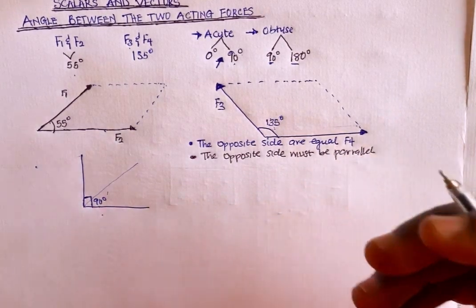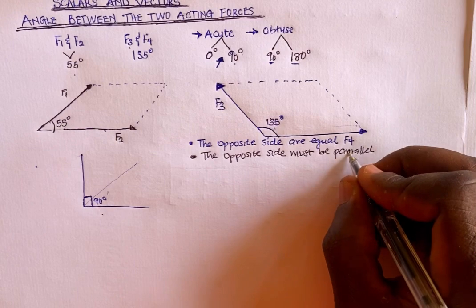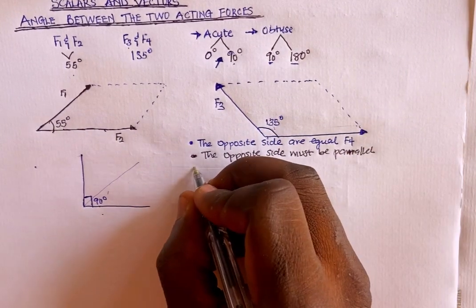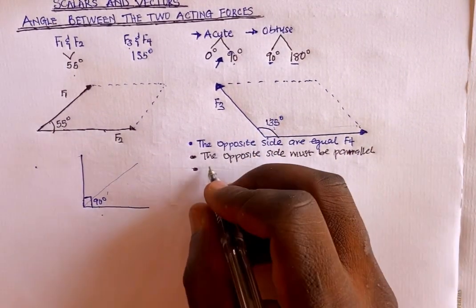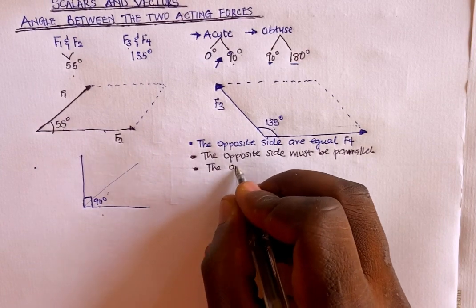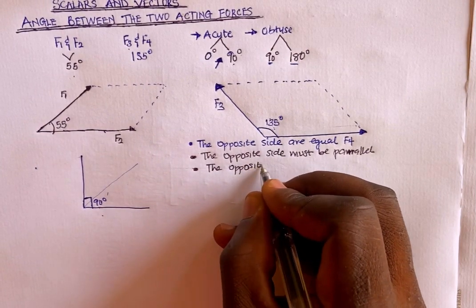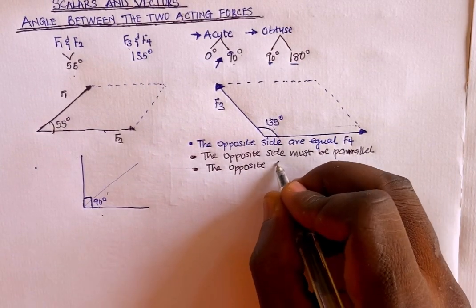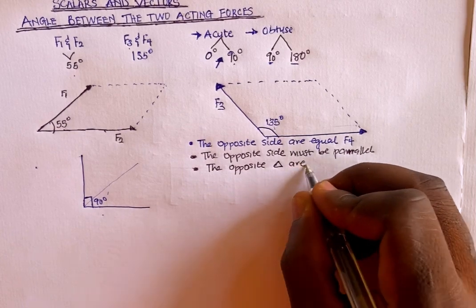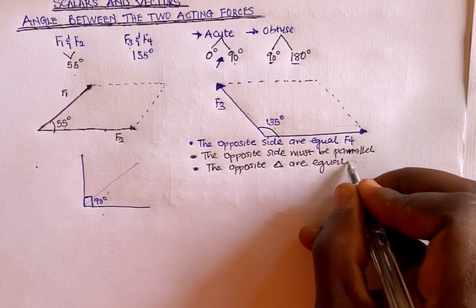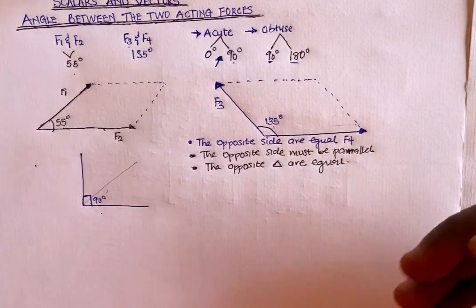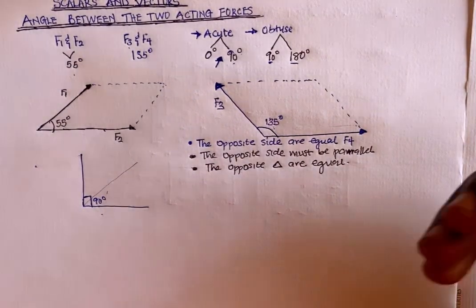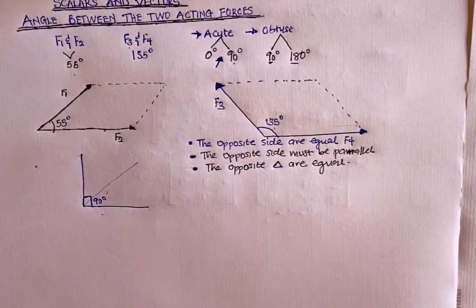So after that, another thing that we need to have is that the third case is that the opposite angles are equal. The opposite angles are equal. So these are the three main characteristics of a parallelogram.